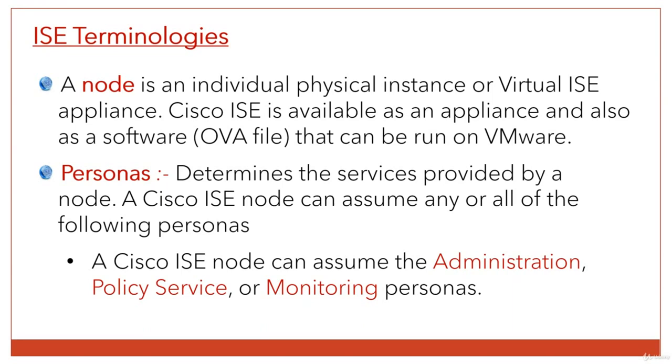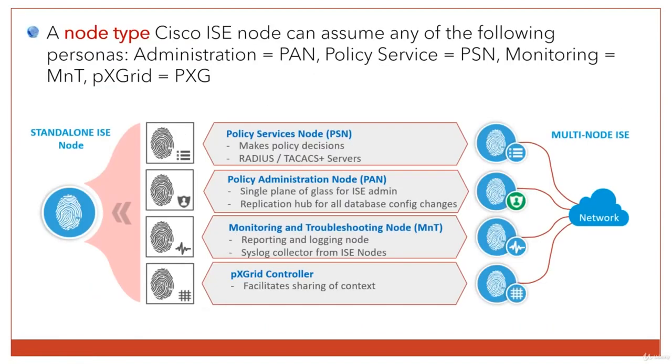Majorly we have four different types of persona. We have administration, policy, monitoring, and then we have the policy exchange grid, or pxGrid, as well. Correct? Now, what are the use cases, or what's the main role of all these personas? Say for example the service node, as the name suggests, will create services or policy services, RADIUS and TACACS servers. So whatever services or decision policies we are creating for the endpoint, that will fall under PSN.